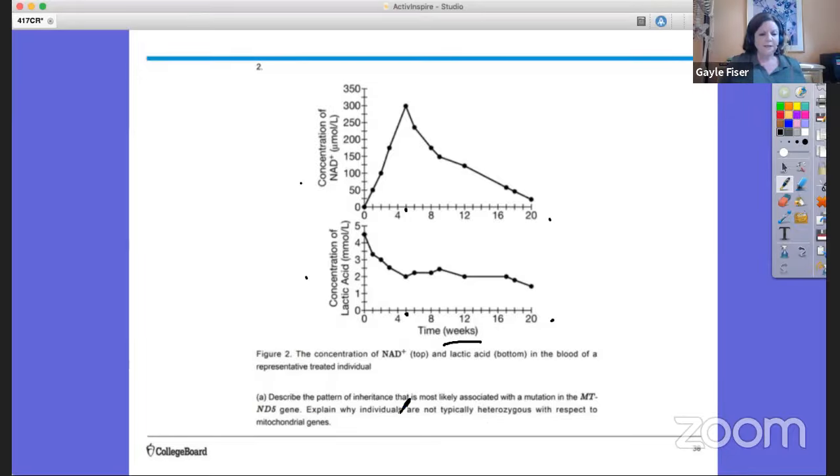Okay, so we're going to do A: describe the pattern of inheritance that is most likely associated with a mutation in the MTND5 gene. Okay, so that's one thing we need to do. Explain why individuals are not typically heterozygous with respect to mitochondrial genes. So all of a sudden, there's this information that we need in this question that had nothing to do with what we thought we were going to be talking about.